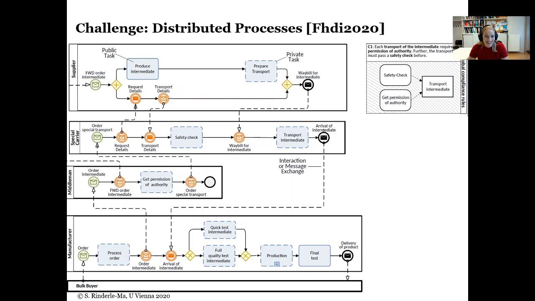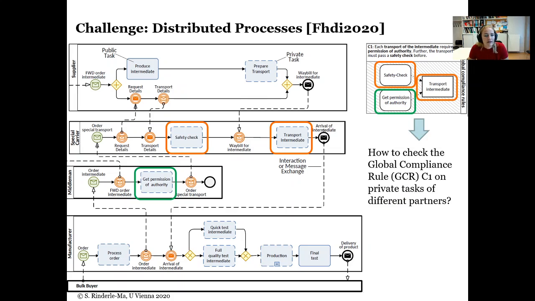This is still a big field to work on. But one interesting problem here is that if we have a global compliance rule like here, then parts of this global compliance rule might refer to one partner, and another part might refer to another partner. Now the question is how we are going to check this, because neither the special carrier can see the private tasks of the middleman, nor the middleman can see the tasks of the special carrier. So the question is, how can we do that without harming the confidentiality or privacy needs of the partners?